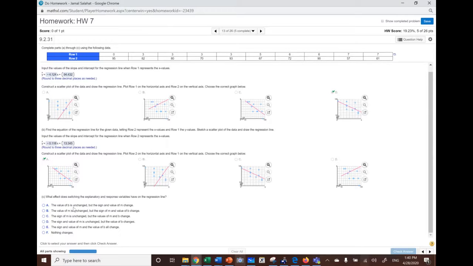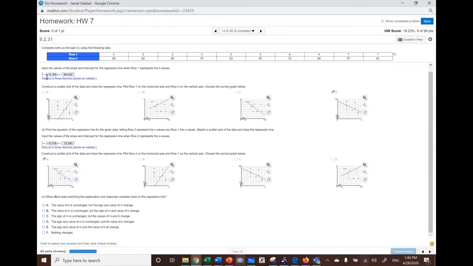The value of B is unchanged, but the sign of the value of M is changed. Okay, notice that when we change the selection row 1 with row 2, look at the slope. In the first equation, the slope is -4. In the second equation, the slope is -0.188. So the slope changed. Look at the intercept. In the first one, 94.4. In the second one, 13.345. The slope changed, and the intercept changed. So both the value of the slope and the value of the intercept changed.